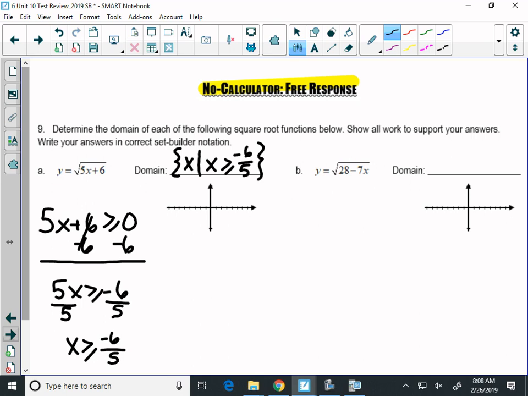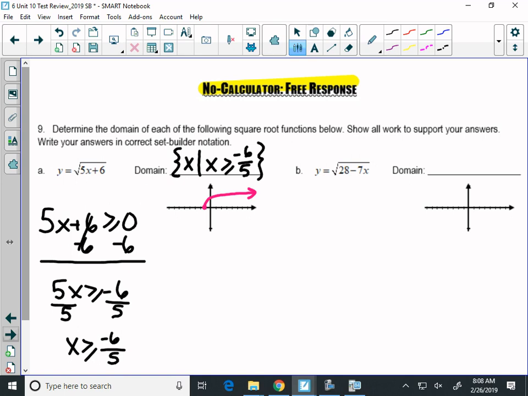Now to sketch this graph, it's just a rough idea. So we know negative 6 over 5 is just about negative 1, negative 1.2. So we'll put a dot there. And we want all the x's that are greater than. So since we know what a square root function looks like, we can sketch that our graph is probably going to look like this to the right.